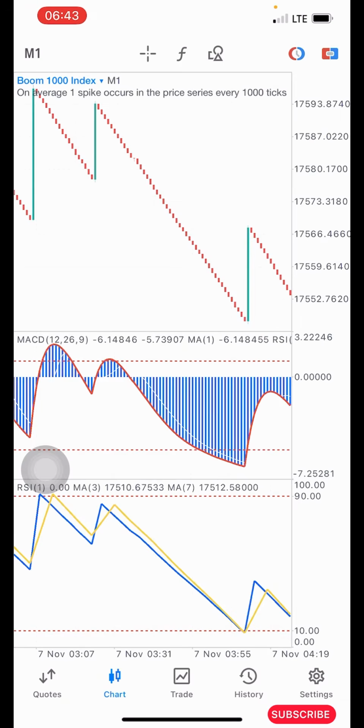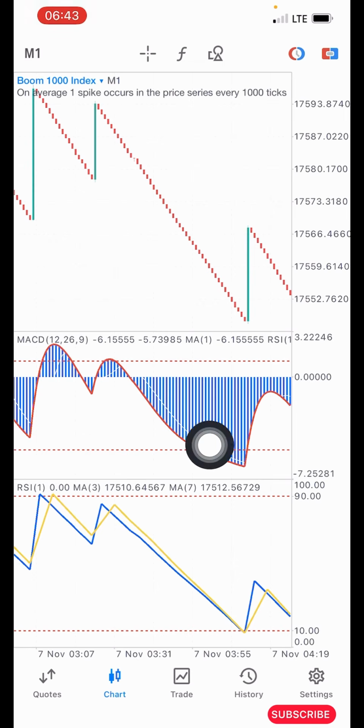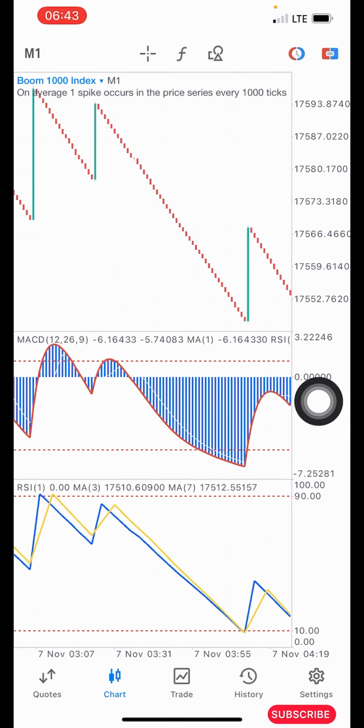Once you have set the indicator window one, the first MACD will give you this line, the moving average will give you this red line on it, the relative strength index is going to give you these levels. So that's how you get the indicator window one.